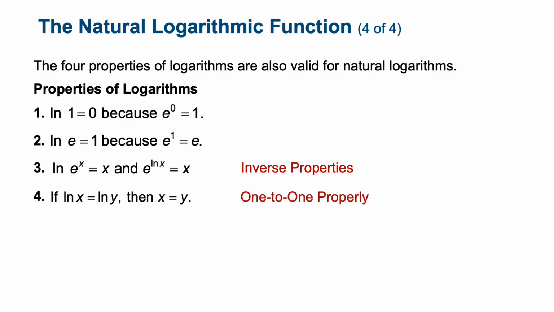Okay, so some properties of logarithms. For the natural log, it's the same thing as the regular or common log. ln of 1 is equal to 0, since e to the power 0 is equal to 1. ln of e is equal to 1 because e to the power 1 is equal to e. The inverse properties: ln of e to the x is equal to x, and e to the ln of x is also equal to x. And then the one-to-one property. Oh, this should say property, not properly. So if ln of x is equal to ln of y, then we can say that x is equal to y. Great.